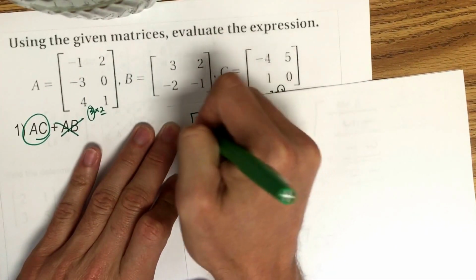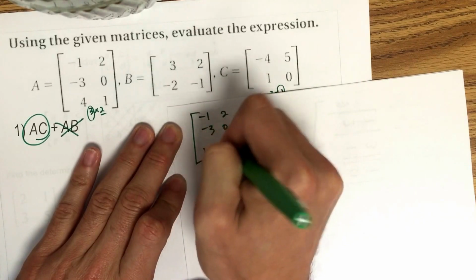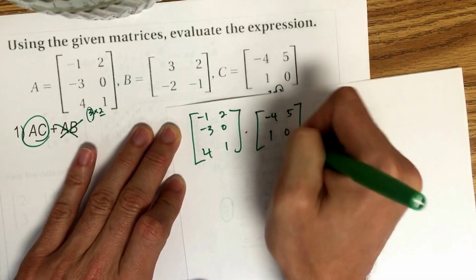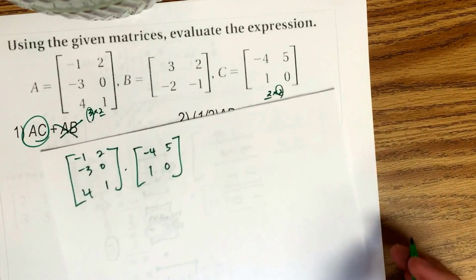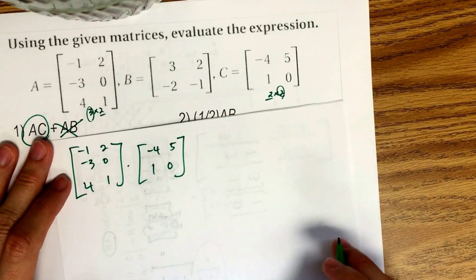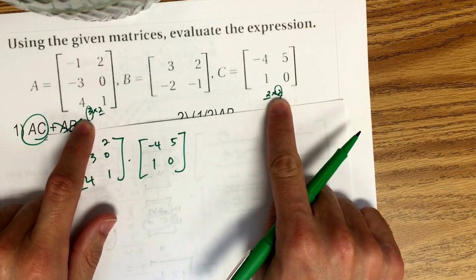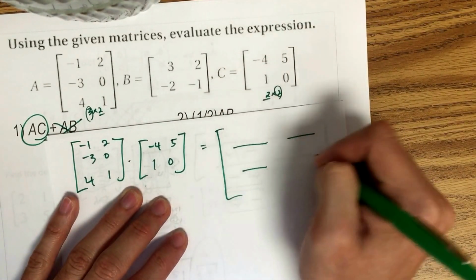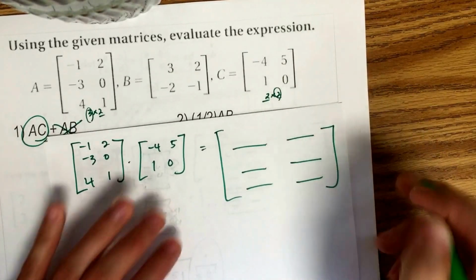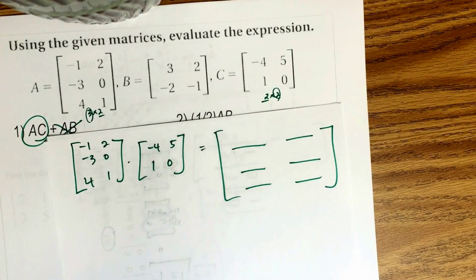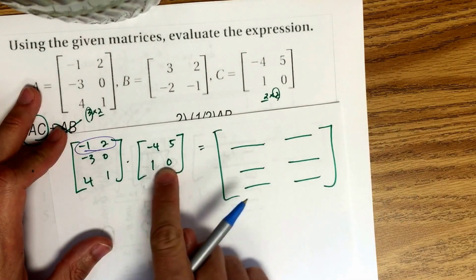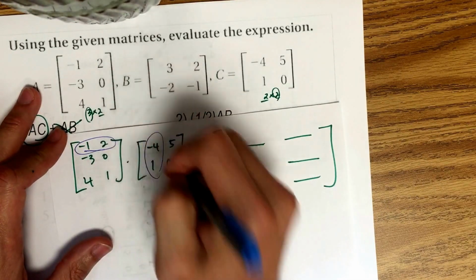So -1, 2, 3, 0, 4, 1. Okay, so I know I'm going to have a 3-row, 2-column matrix because that's what the dimensions tell me. So I'm going to make a template. So I just have spaces to put all those numbers in. And we're going to go row by column. So row 1 gets multiplied by both columns. Row 1 by the first column.